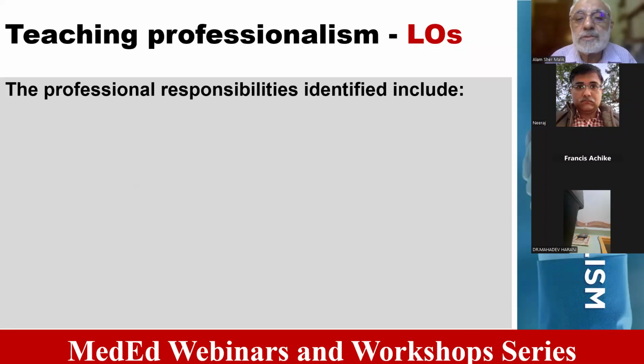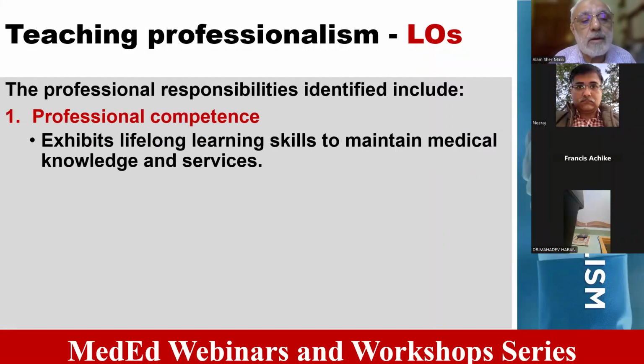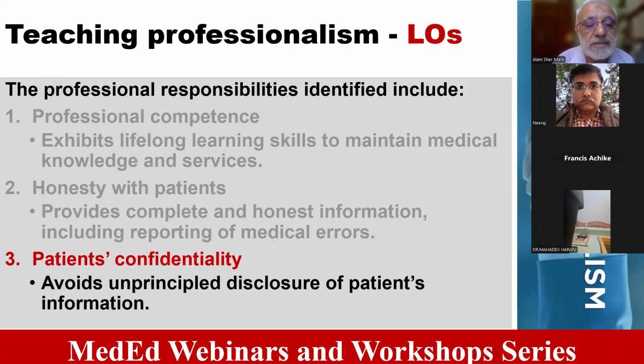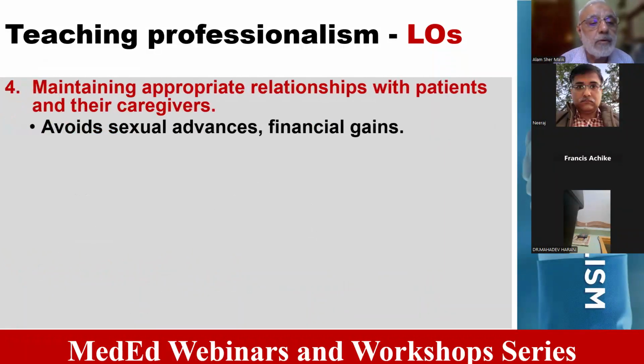The professional responsibilities identified in this charter include: Number one, professional competence, that means the professional exhibits lifelong learning skills to maintain medical knowledge and services. Number two, honesty with patients, means provides complete and honest information, including reporting of medical errors. Three, patient confidentiality, avoids unprincipled disclosure of patients' information. Four, maintaining appropriate relationships with patients and their caregivers, means, for example, avoids sexual advances and financial gains.